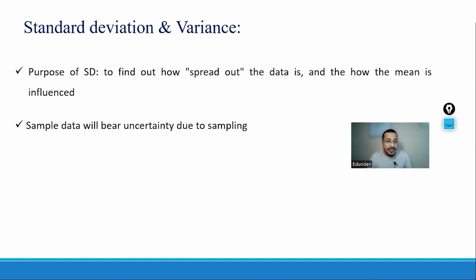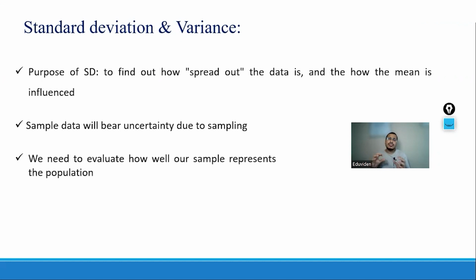Okay. So sample data will bear some kind of uncertainty due to sampling, as I mentioned in the previous slide, because we have not considered all the data points. We have considered some data points randomly, but knowingly or unknowingly, there will be some uncertainties inside it. We cannot avoid that. But we also need to evaluate how well our sample represents the population, because the mean value which we have calculated is not from the population. We have calculated it from the sample.